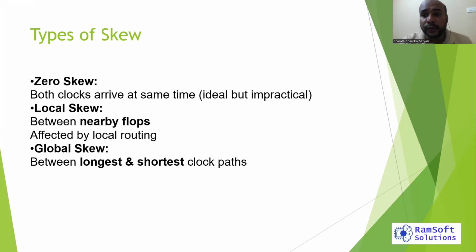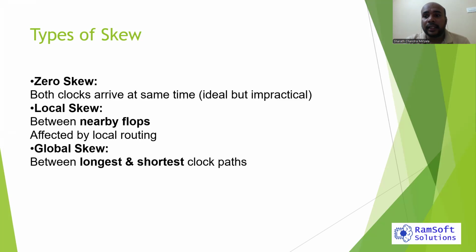Now, how many types of skew do we have? We have zero skew, which means both clocks are arriving at the same time. Though it is ideal, I told you at the start of the video that it is impractical. It will never happen like that. The local skew is between nearby flops. It is the difference in arrival time of the clock at two consecutive pins of flops. It can be either positive or negative, and it all depends on the circuit on which you're working.